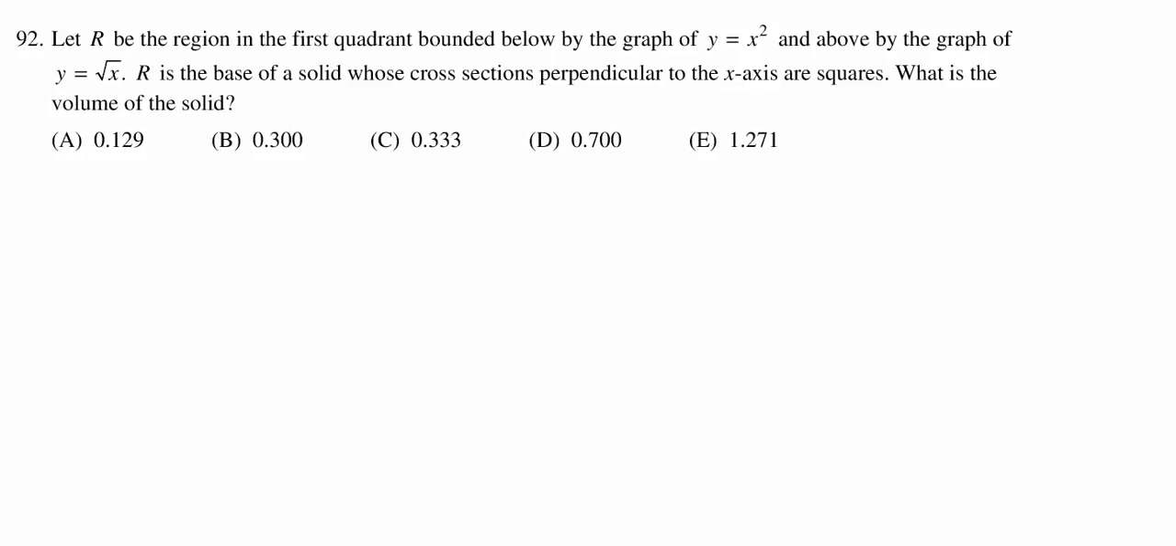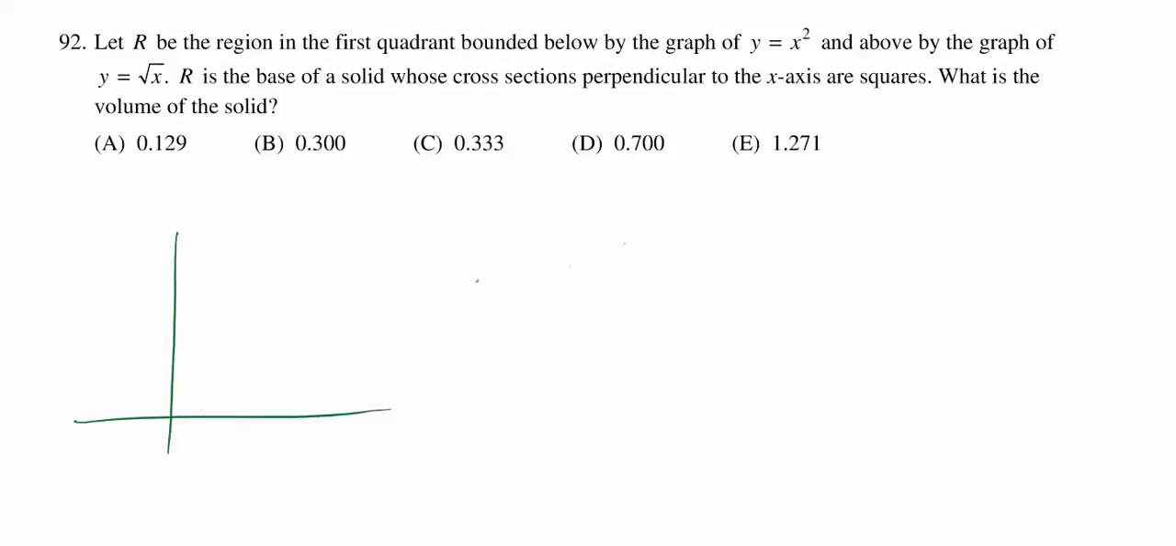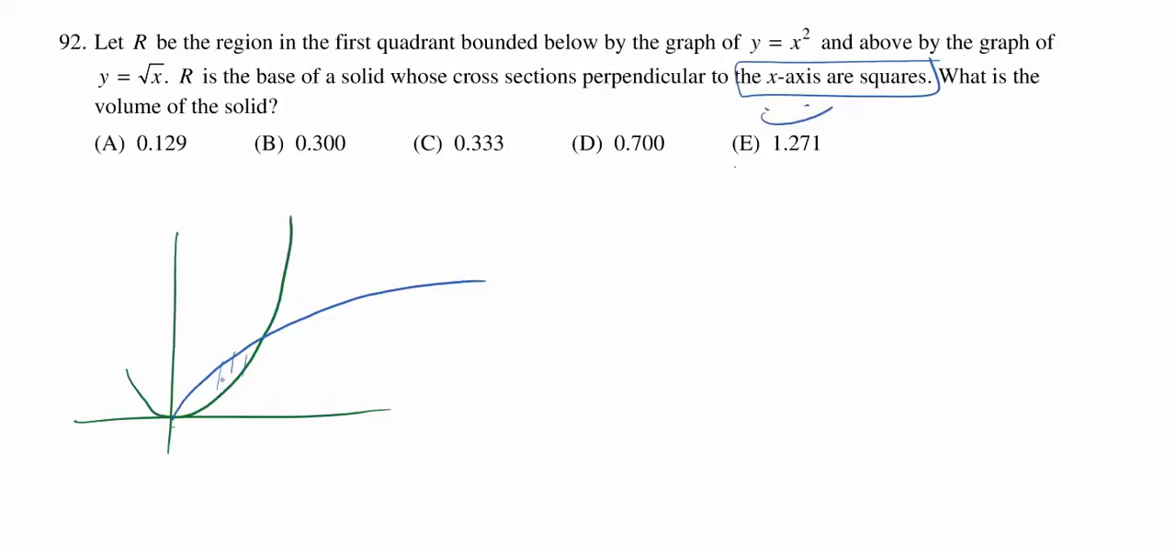All right, and then finally 92. I hope you stuck around this long. Got an easy one here. The region in the first quadrant bound by x squared and the square root of x is the base of a solid whose cross sections perpendicular to the x-axis, which we like, are squares. What is the volume of the solid? So there's the base of the square. There's the height of the square.